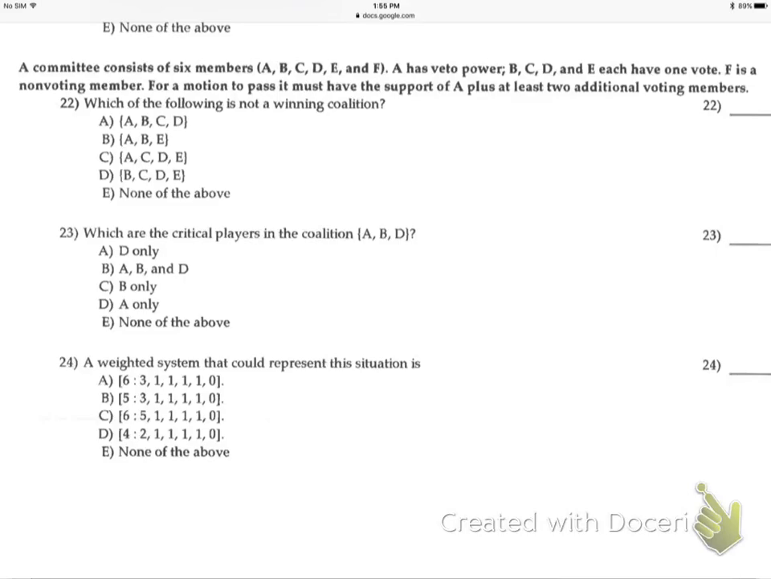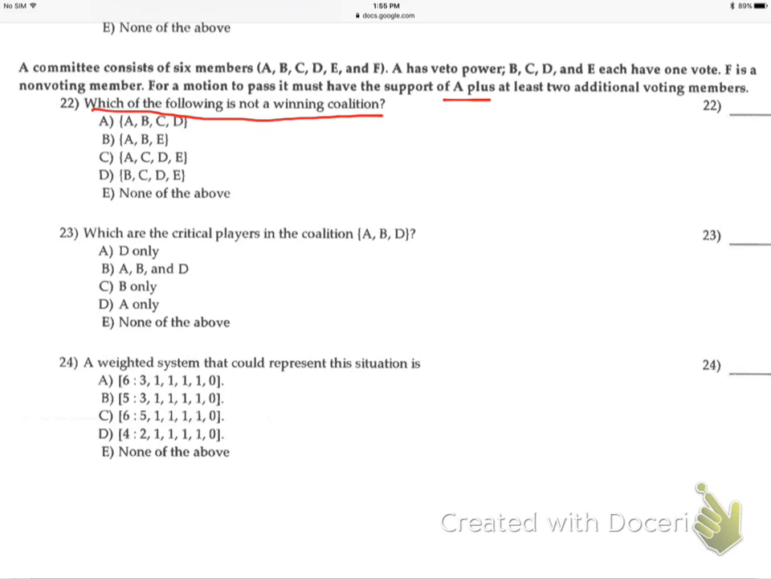Okay, so A has veto power. B, C, D, and E each have 1 vote. F is non-voting. For a motion to pass, it must have support of A plus at least two additional members. Okay, so it's one of these word ones. So let's see what's going on. Which of the following is not a winning coalition?